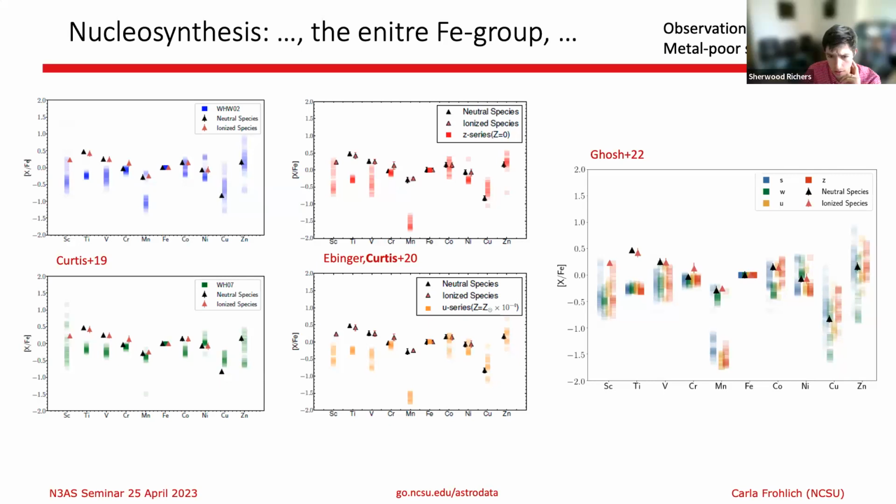These observations, are they a collection of many observations? So this particular plot is just for one metal poor star where you see that there's two triangles.